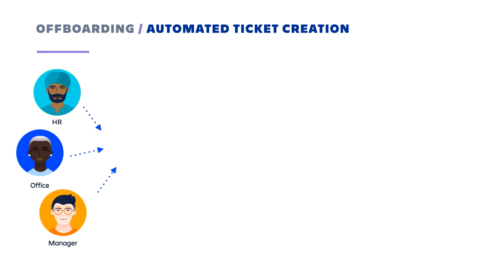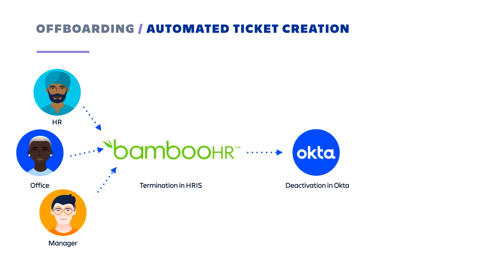And so what did we do? Well, we did kind of a similar thing, where instead of us gathering all that information and putting it into a ticket manually, we just told all three departments, in this case the manager, the office team, and HR, all of them have their relevant things. We told them, hey, put it all in Bamboo HR, right? When a person gets terminated, you can mark them as terminated in Bamboo HR, and we can use that as an automation to trigger the deactivation of their Okta account, right?